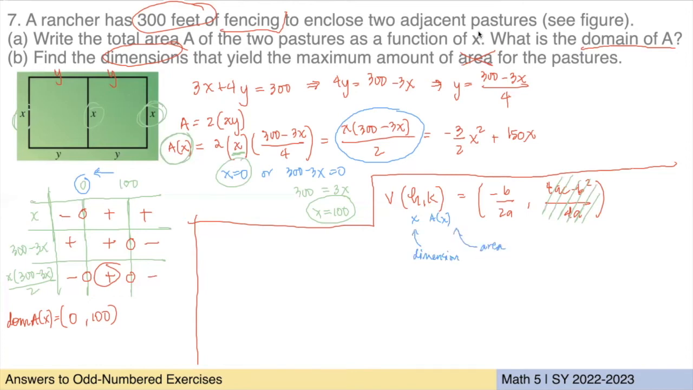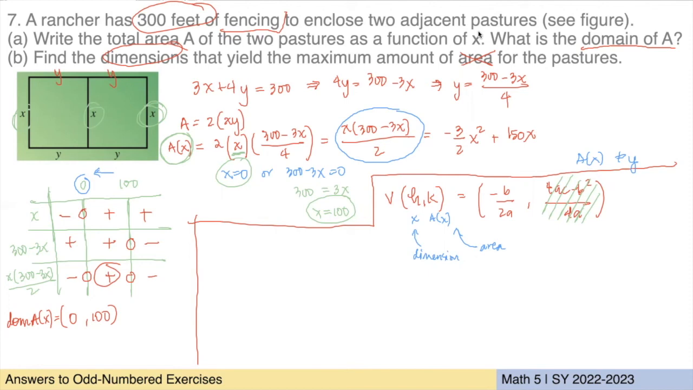Again, if that is not clear, just look at your function. Your function is A of x. It is not your y. It is not the dimension y. It is an area function. And we are not interested in the area. We are interested in dimensions. Okay? So let's solve for x. We won't solve for A of x.